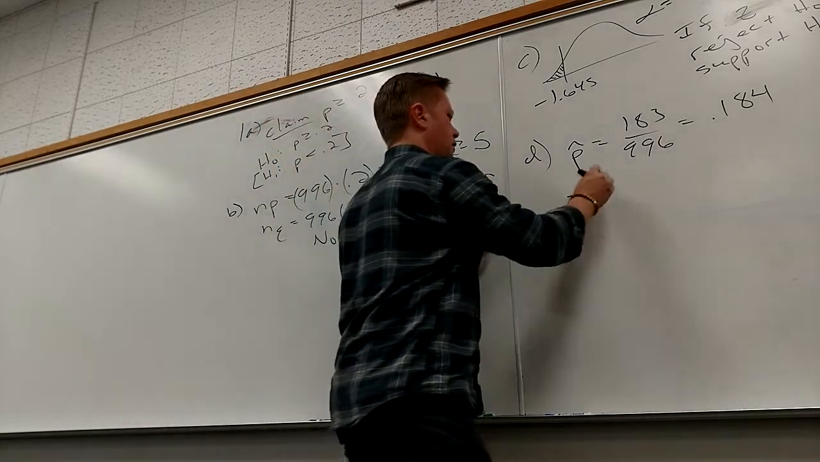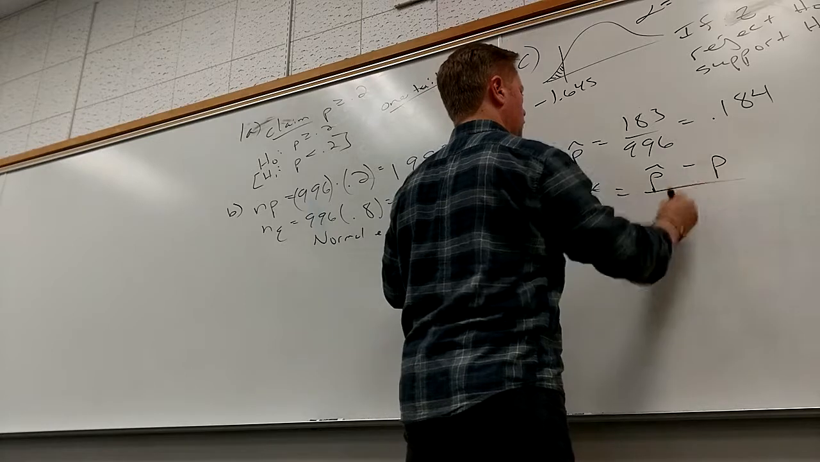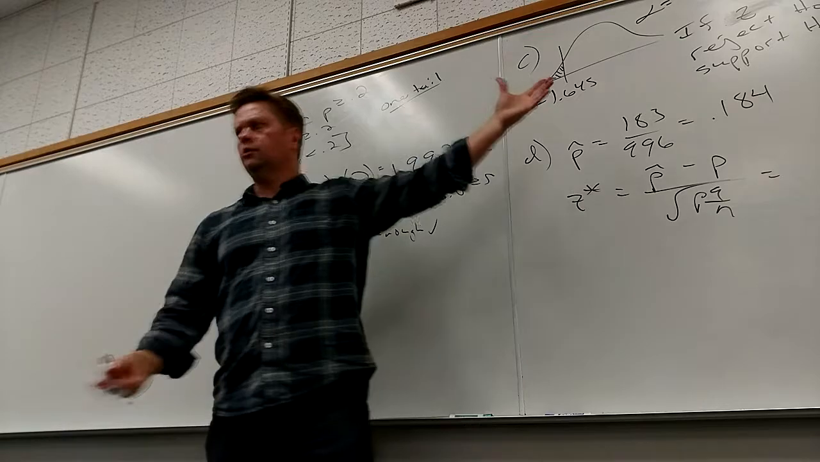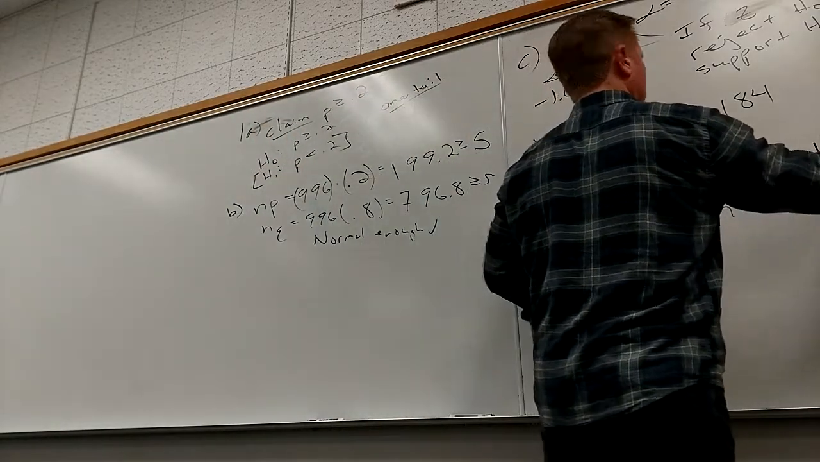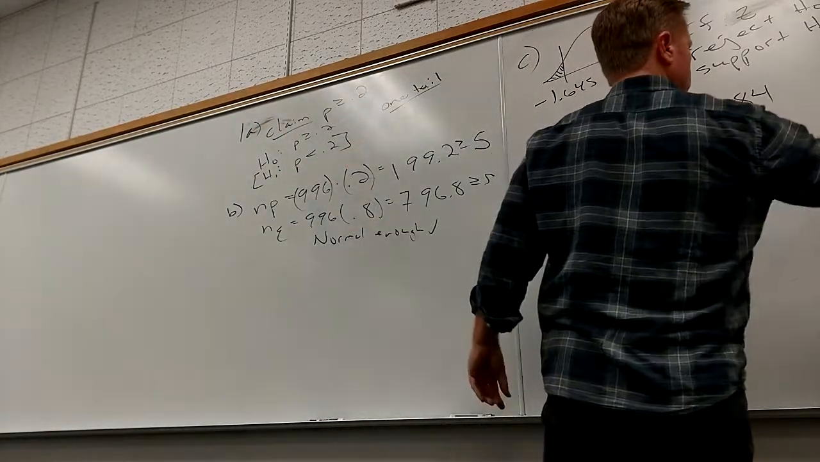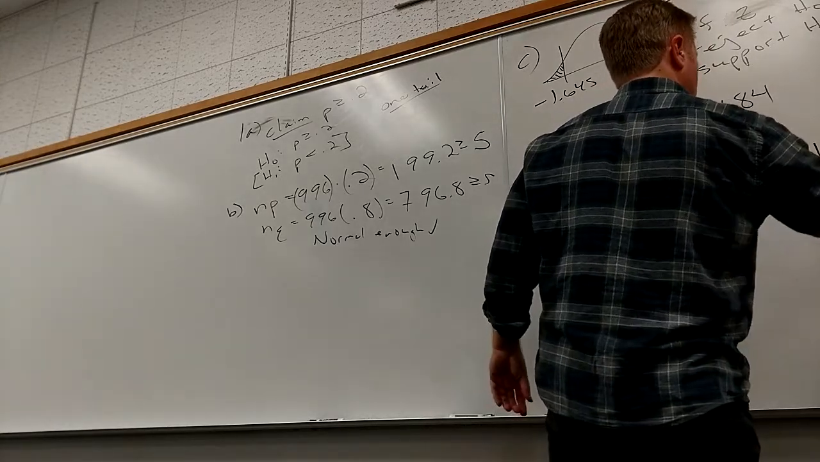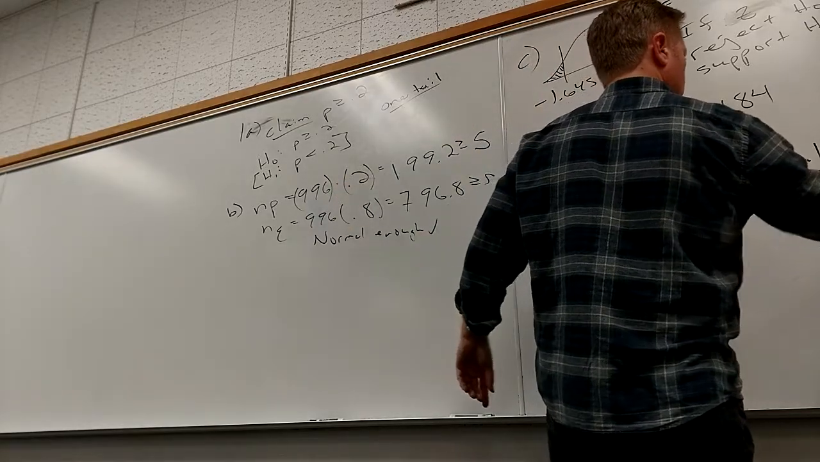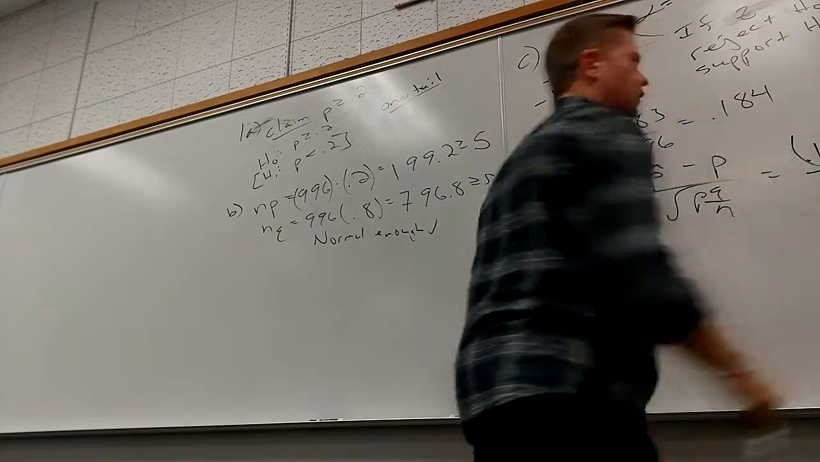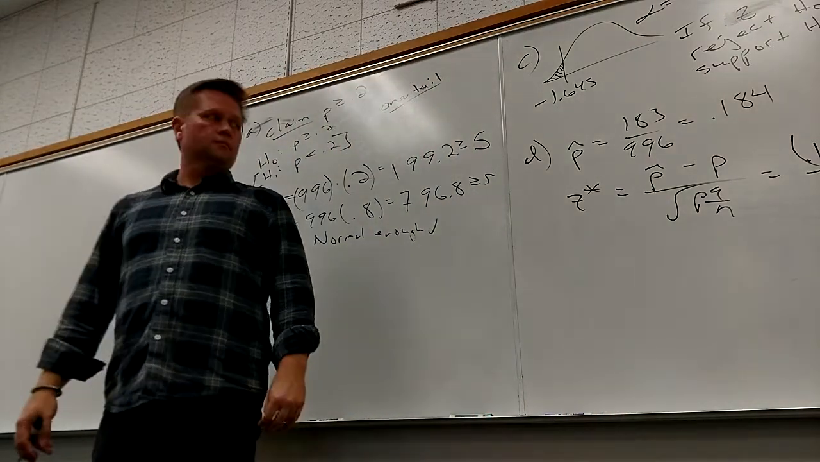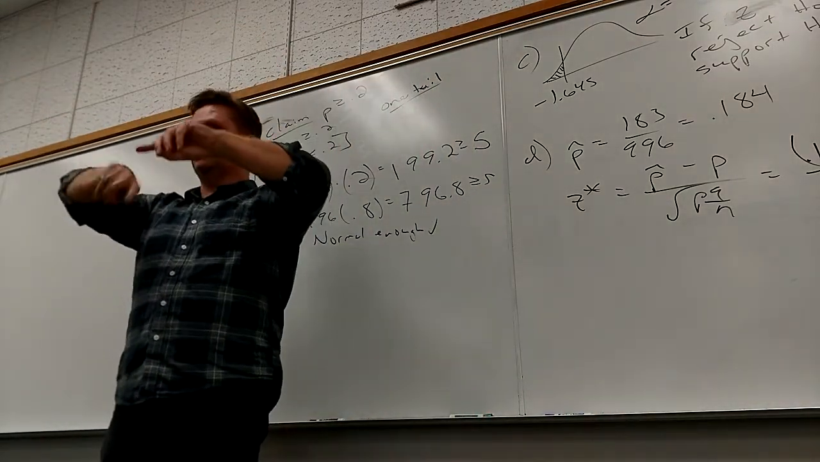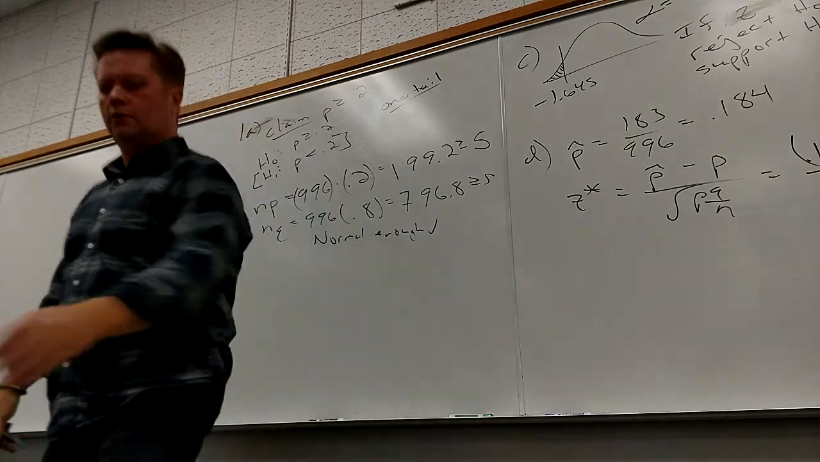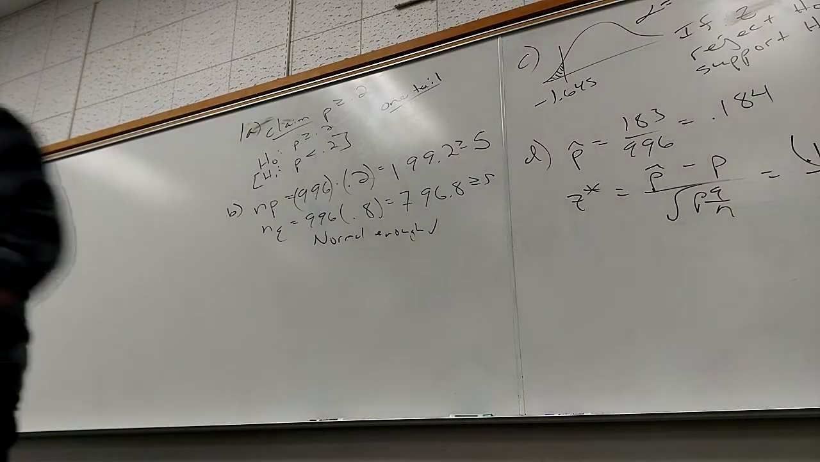My z-star formula is p hat minus p over the square root of pq over n. p hat is 0.184. What's p? 0.2. And then I've got the square root of 0.2 times 0.8 divided by n, 996. Oh boy, have fun trying to get that in the calculator. You've got to make sure you put the top in parentheses, and you've got to make sure you don't close the square root symbol too soon. You want to make sure all of that is in the square root on the bottom. Let's see if we all get the same number.